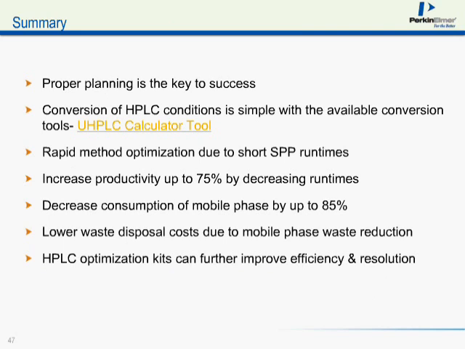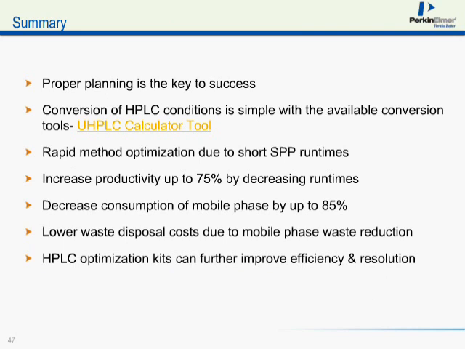Also, optimization is usually pretty rapid because now your run times are much shorter. A lot of times in HPLC method development, it's a very long, tedious process because you have very long run times, say 30 to 60 minutes. You have to make one change, test it, make another change, test it, which makes the method development process very slow. When you're using fast columns, method development goes much faster, and so you can get that method optimized in a very short period of time.